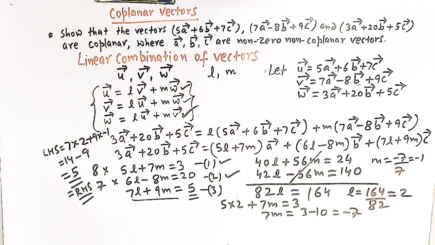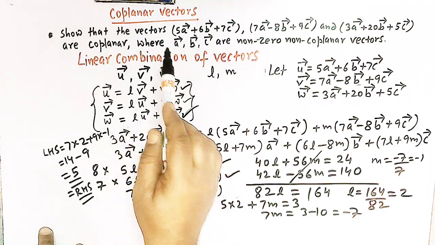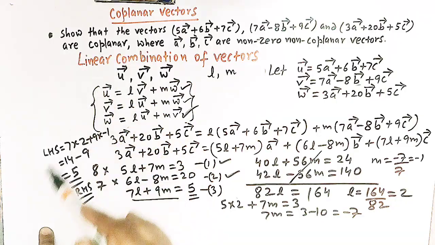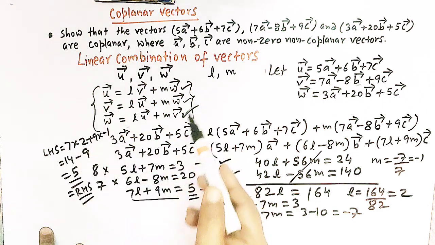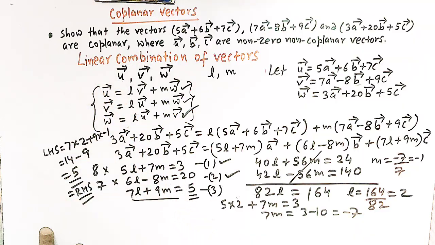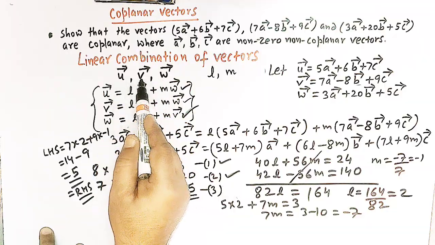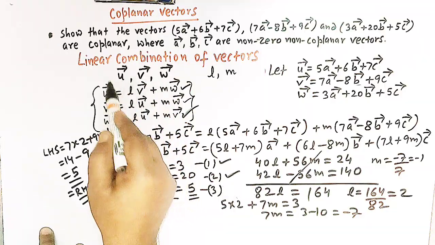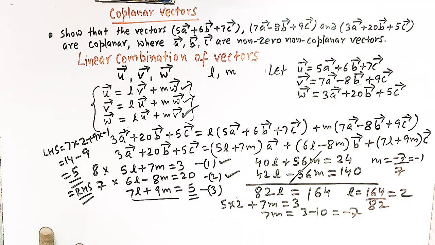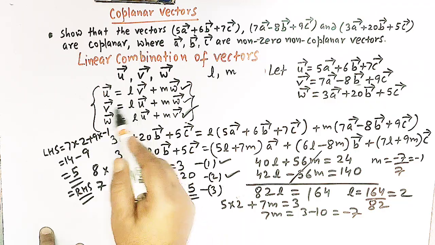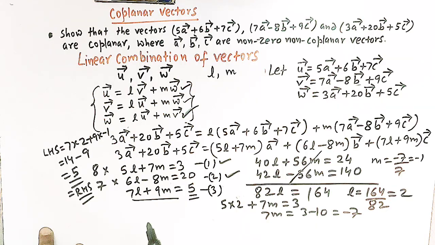So viewers, in this session we have discussed that if we are given three vectors, then the three vectors are said to be coplanar vectors if the vectors lie on the same plane. And here we have used the concept of a linear combination of vectors to prove the coplanarity of three vectors. That is, if we have three vectors, vector u, v and w, and if any one of the vectors can be expressed as a linear combination of the other two vectors, then the three vectors are said to be coplanar vectors, right?